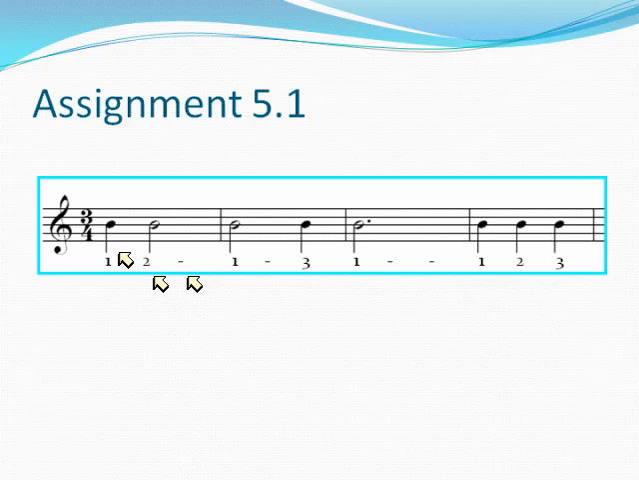The dash means that it sounds for another beat, which would be through beat number 3. And there are 3 beats in every one of these measures. Looking at the next measure, the half note begins on beat 1. A half note sounds for 2 beats. So it begins on beat 1. The dash indicates it lasts through beat 2.